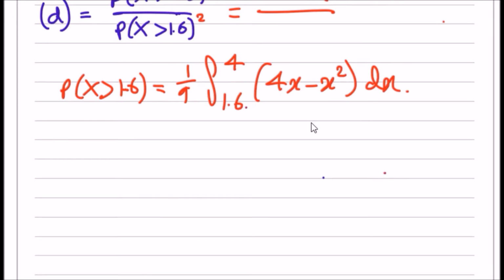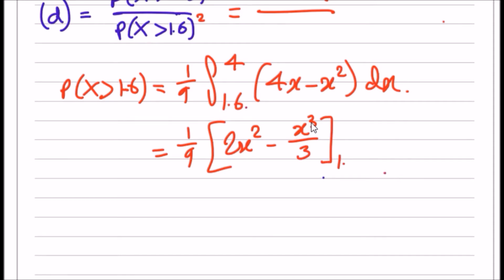Now, just to get into the standard format before I give you the answers, 4x integrates to 4x squared over 2, or 2x squared, and then this is x cubed over 3, with limits 1.6 and 4. As per usual, plug in 4 over here and find the result, then plug in 1.6 and evaluate, find the difference and multiply by 1 over 9. You should get 96 over 125. Now this is this probability.